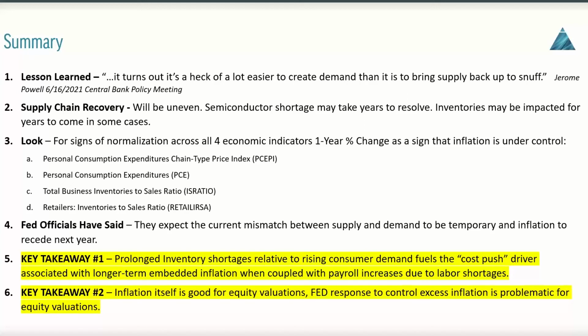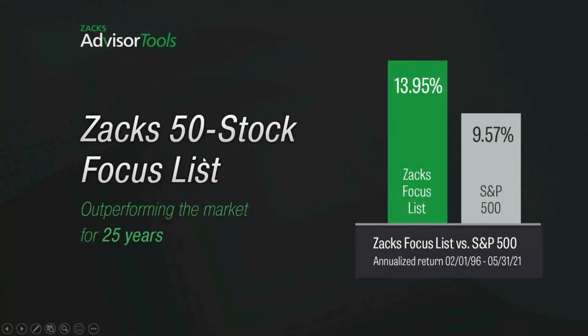Because of key takeaway number 2 that I'll touch on now, we have to keep in mind, and we see this every time play out with the value rotation. We know that inflation itself, a certain amount of it is good for equity valuations. Where we get into trouble is when we get excess inflation in the system and the Fed steps in, and it's that response to control the excess inflation that is problematic for equity valuations. Okay, so keep that in mind.